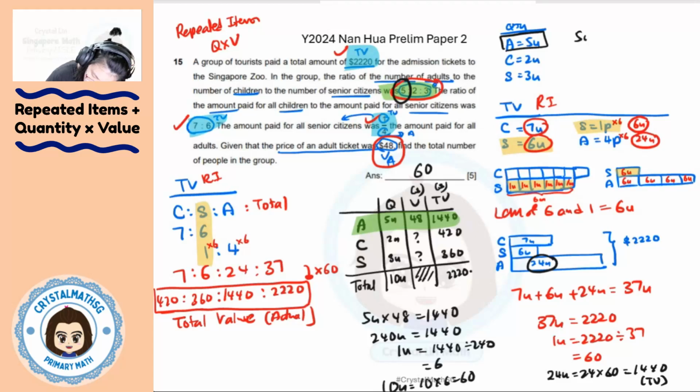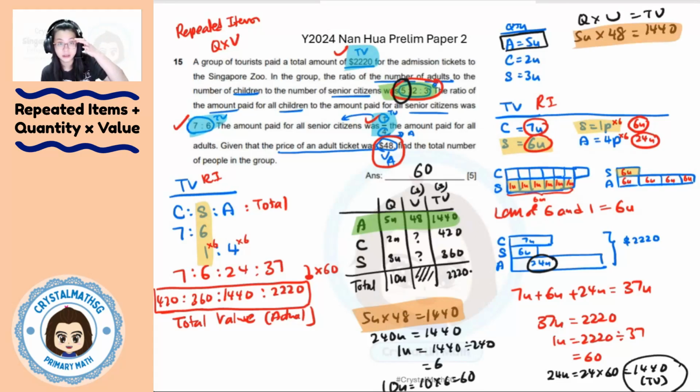So 5 units multiplied by the value. This is quantity times value equals total value. Multiplied by the value is 48. And the total value I found below is 1440. You realize that I am back to the same equation that I did just now, and I'll find the same answer. So the total units is this one here. I'll find by 10 units, which is 60.